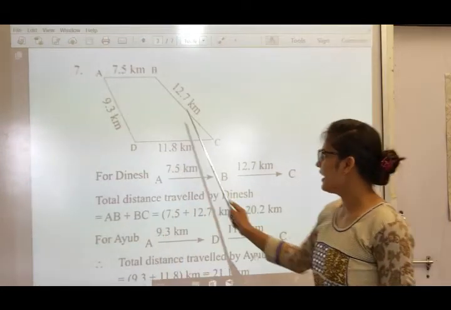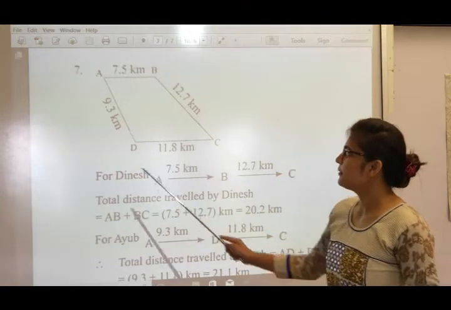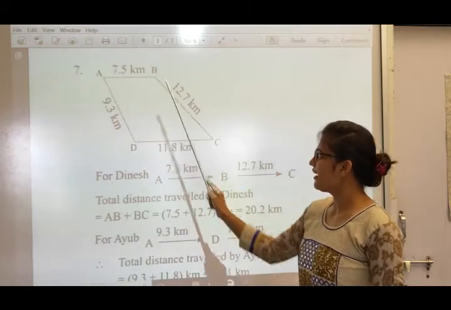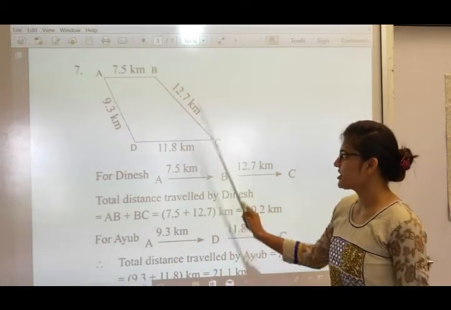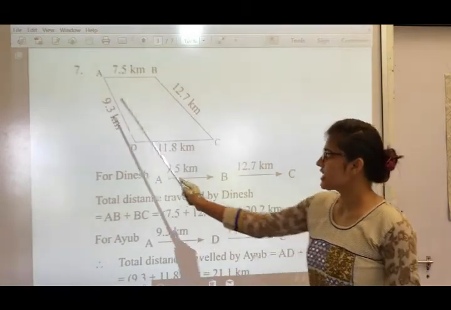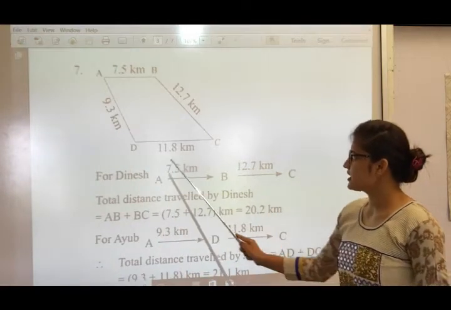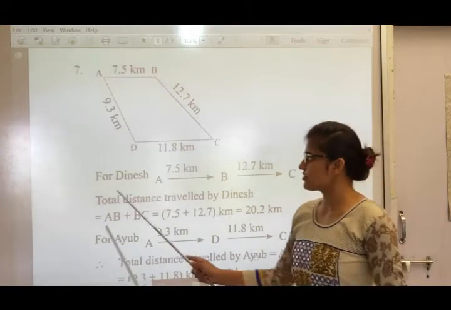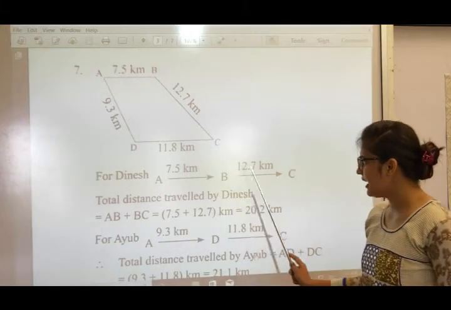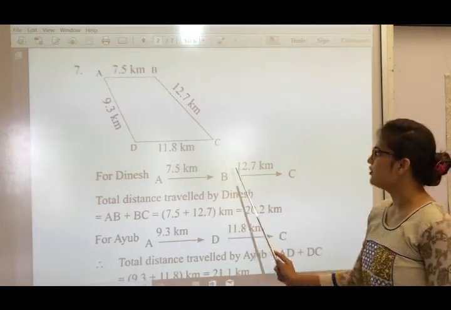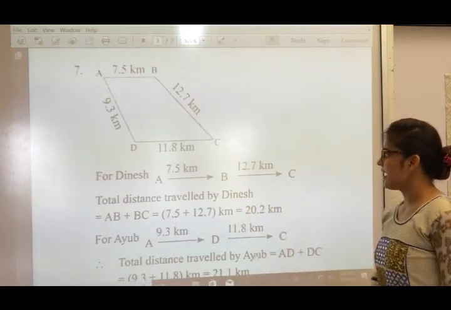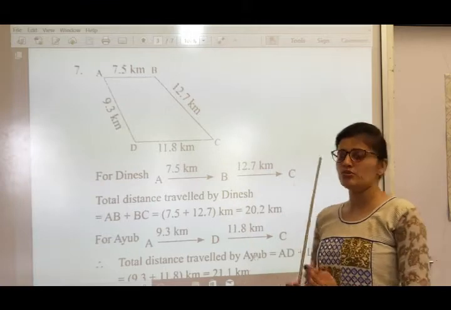7. Here you can see the diagram is given and the number of kilometers are also marked. From A to B, 7.5, from B to C it is 12.7, from A to D it is 9.3 and from D to C it is 11.8. Now what was the path of Dinesh? For Dinesh from A to B and from B to C. So from A to B it is 7.5, from B to C it is 12.7. So simply we have to add both of them.